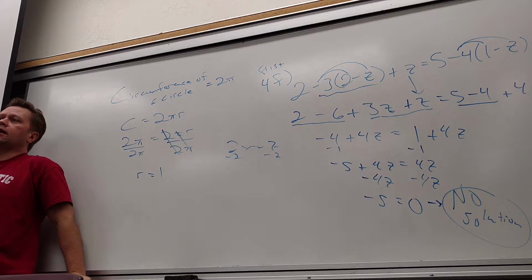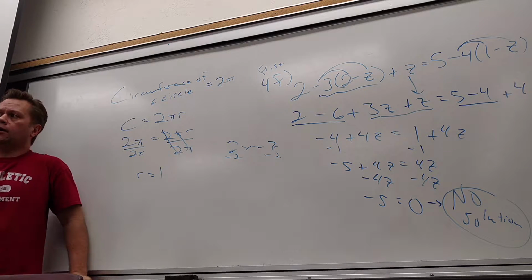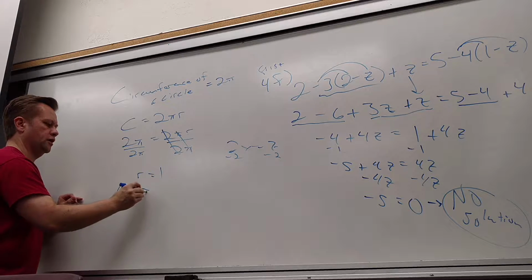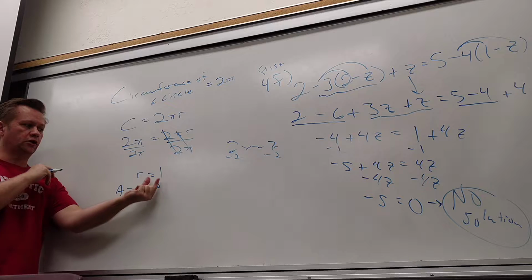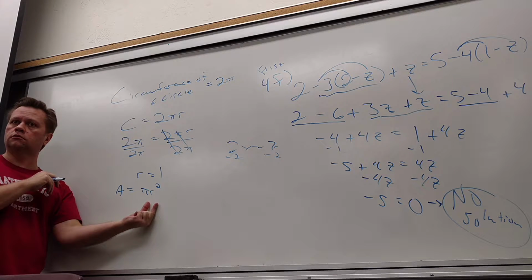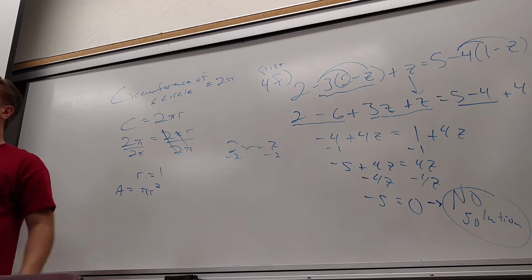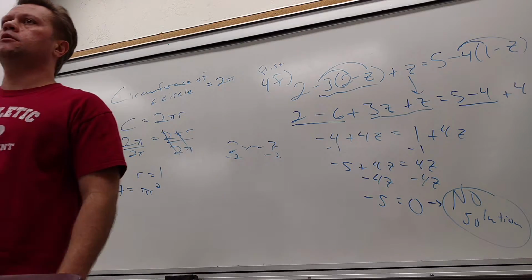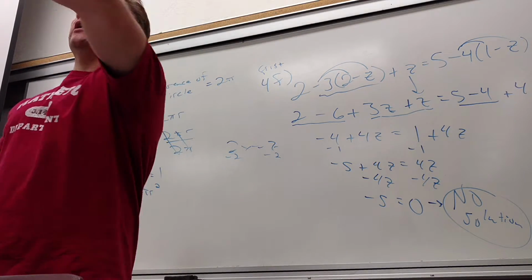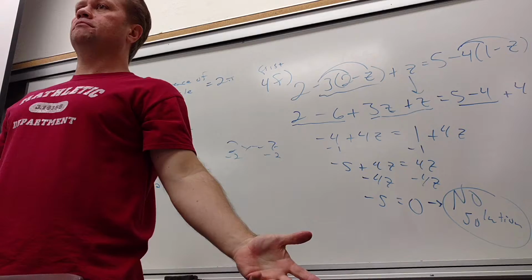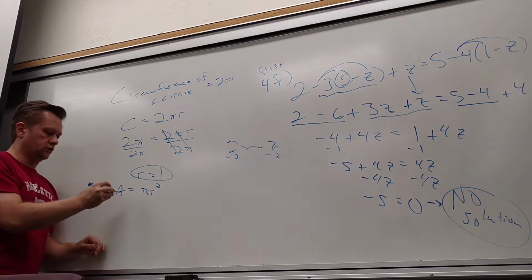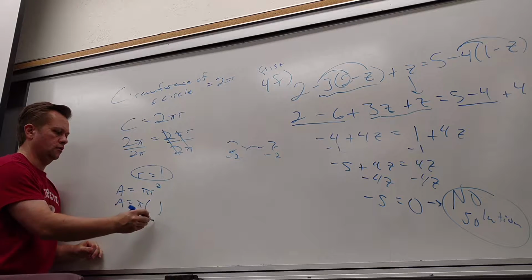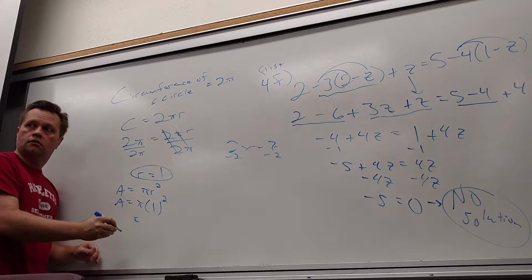So that's the first part. And then they ask you for the area. What's the formula for the area? Pi r squared. And how do you figure out this? Well, you know the radius is 1. So pi times 1 squared, you get pi. So if the circumference of a circle is 2 pi, the radius is 1. So what's the area? Pi times 1 squared. Pi is 314.